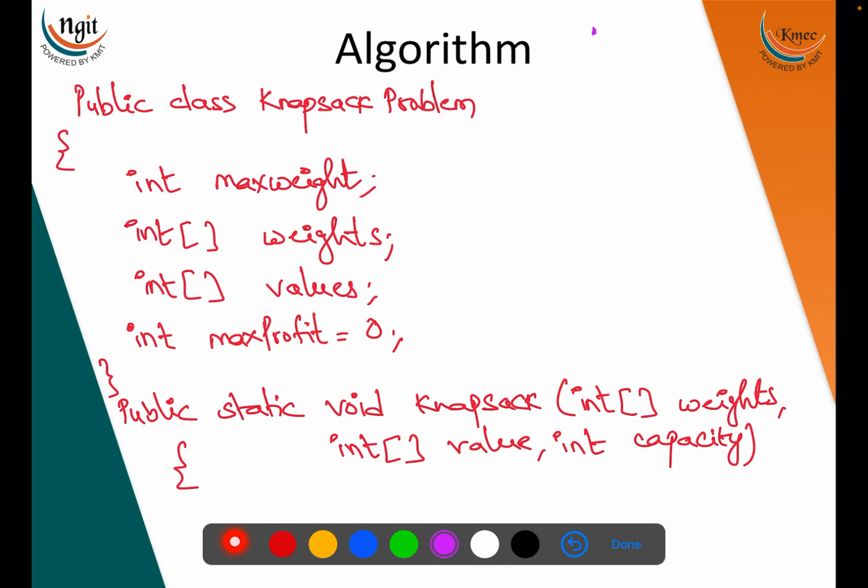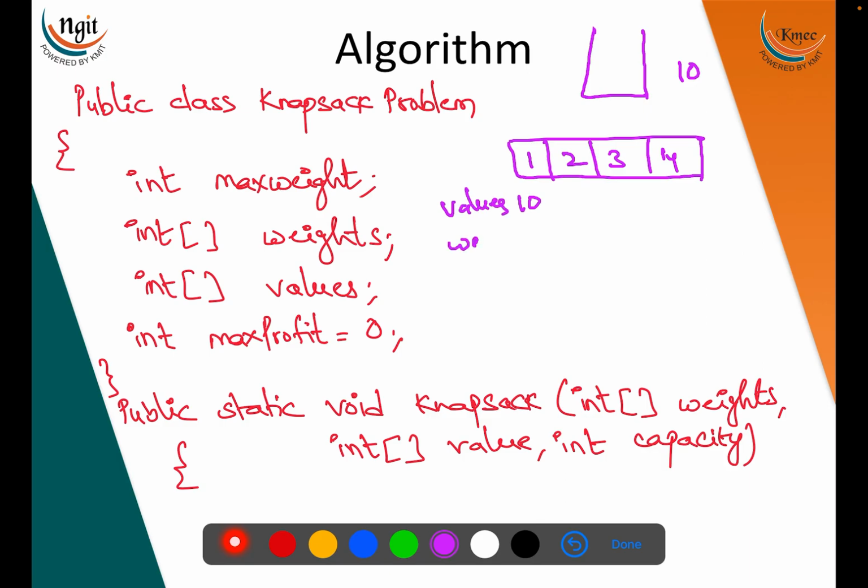The bag capacity is 10, assume it. And I have 4 items, which I'm storing in an array. My 4 items are 1, 2, 3, 4, and corresponding to these, the items have weights and values. So weights are 5, 4, 3, 2. Values are 10, 8, 6, 4. Now this is the example, and through it we'll trace this code.